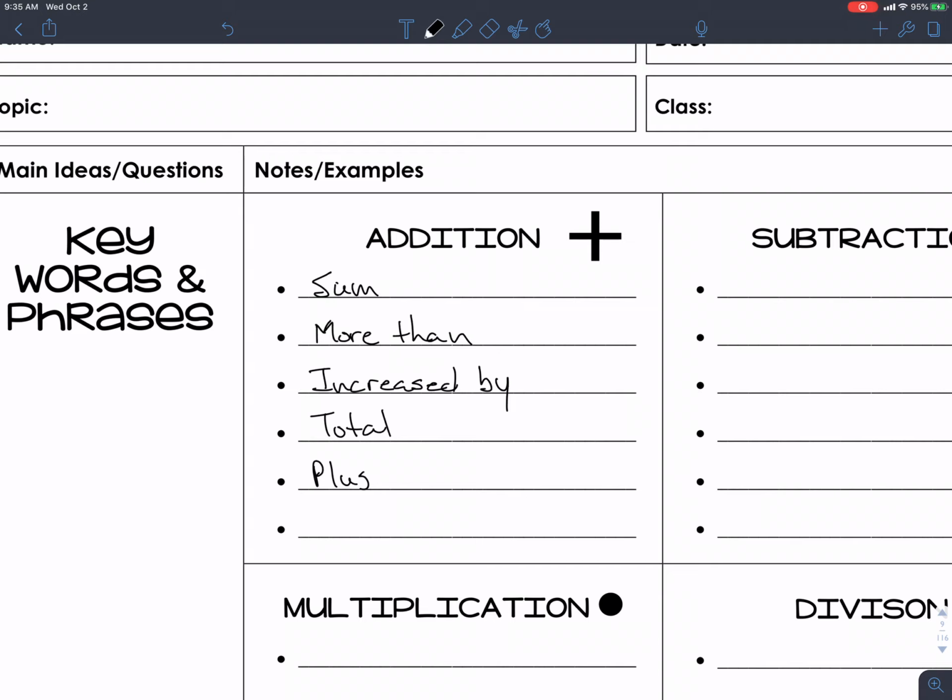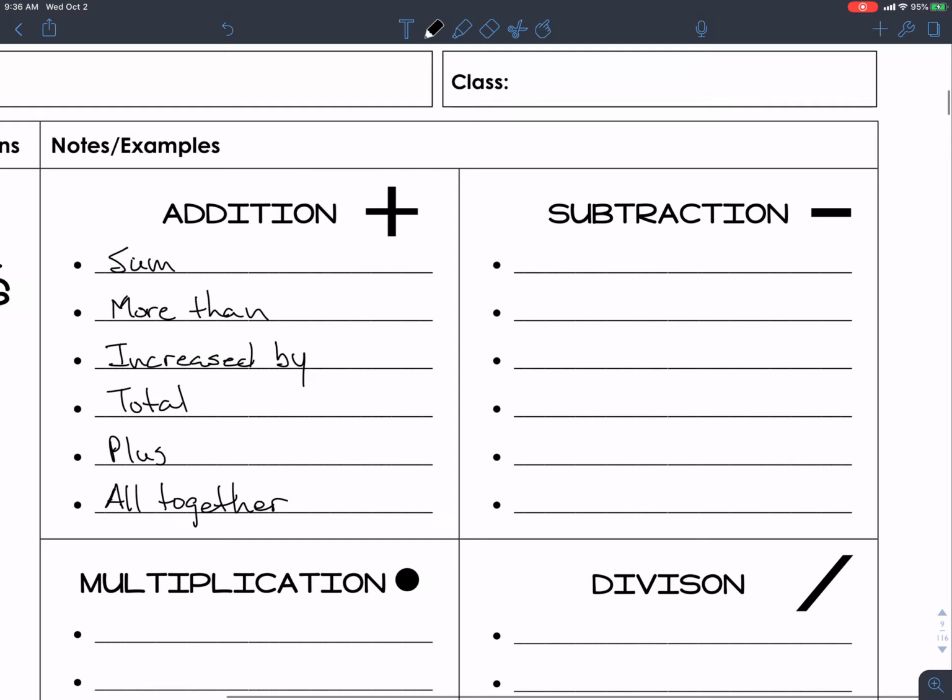That one is pretty self-explanatory. Altogether. When you put everything all together, that means combining everything. Combining is another word that usually means addition, when you combine things together.